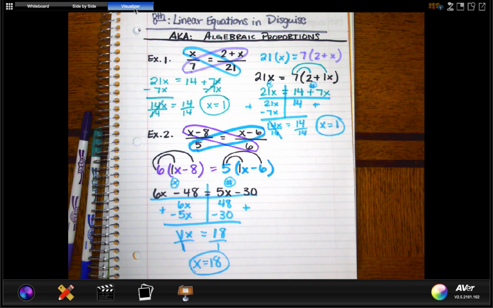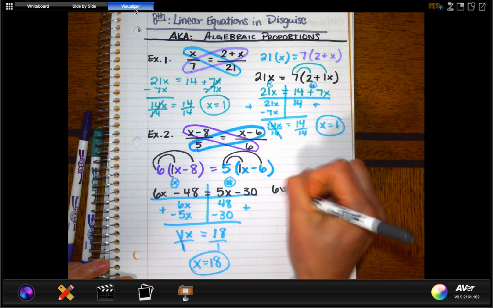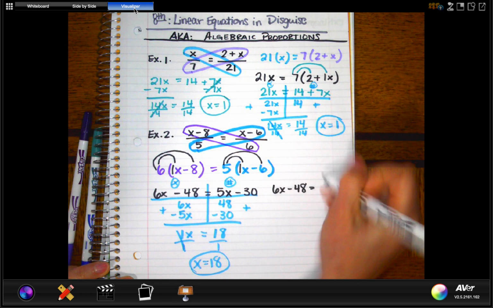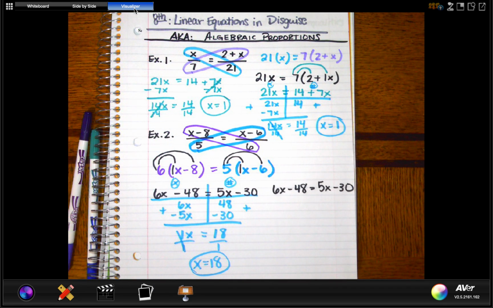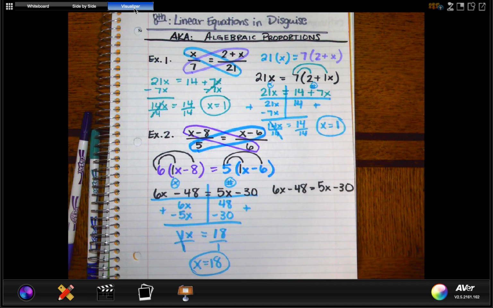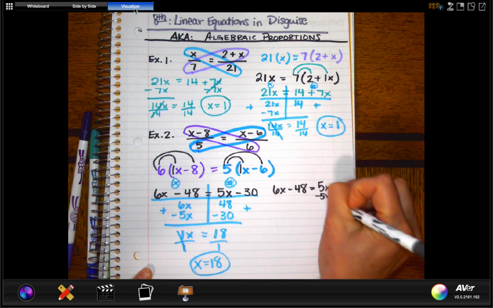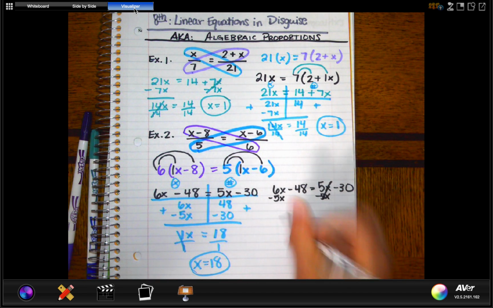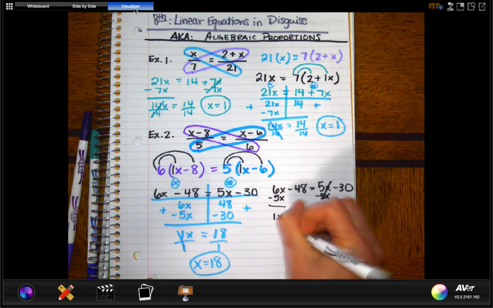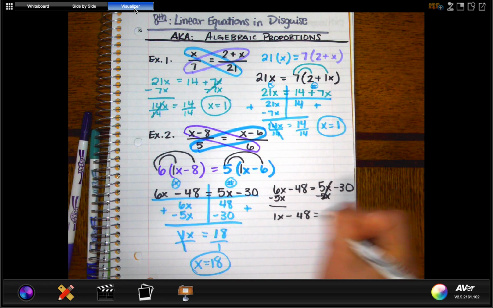All right, if you had Conway, Ricketson, or Caterino, you may have been shown this way instead. Or even if you're in my class and you'd rather use this way, you can combine like terms. Be careful if they're on opposite sides. So I'm going to put the x's together first, these two. But since they're on opposite sides, to get rid of 5x, I must subtract it. Opposite of positive is negative. So now you have 1x minus 48 equal negative 30.